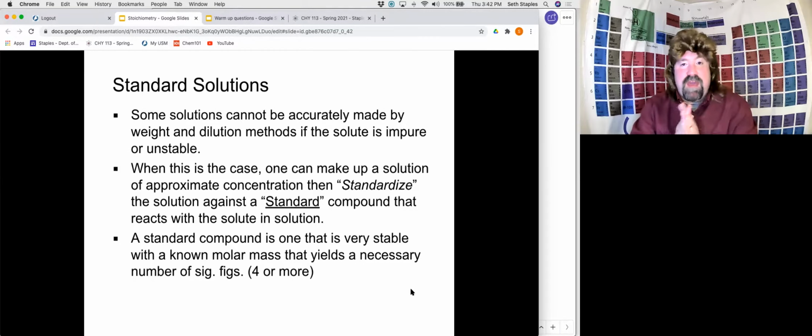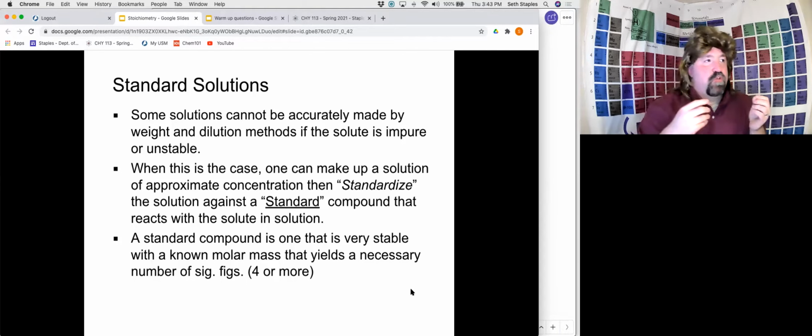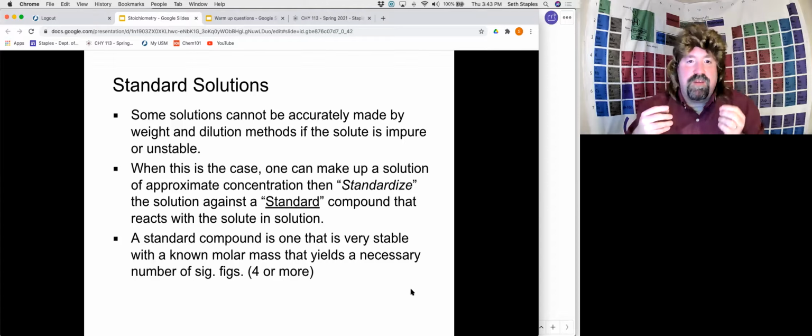We also sometimes have to do what we call standardizing a solution. Sometimes we can't always trust the mass accurately, so some solutions simply can't be accurately made by the weight and dilution methods. Maybe the solute is impure or unstable, so we don't know that the mass is a true reflection of the actual compound of interest.